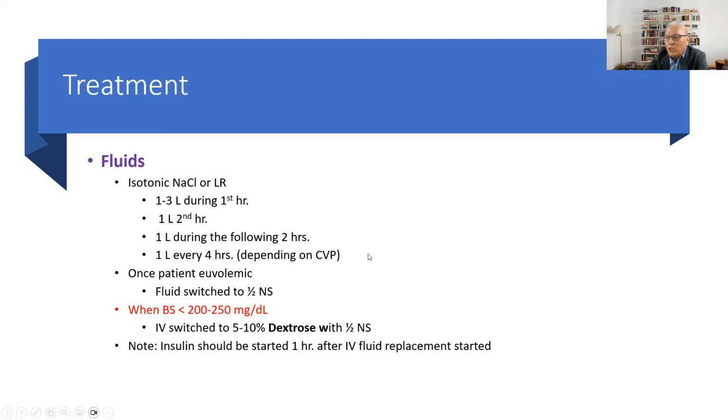Then, of course, when the blood sugar is less than 200 to 250, we now are going to be concerned about preventing cerebral edema. So we now add dextrose to the IV solution, either a 5% dextrose or a 10% dextrose. All right. So we never start treating the patient with DKA with insulin first. No, it's always fluid first. All right.